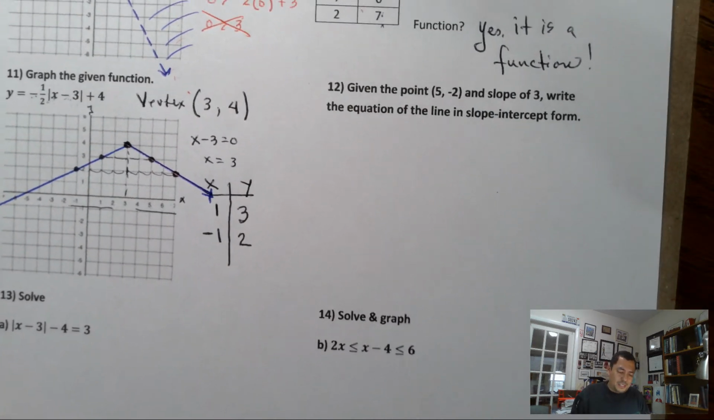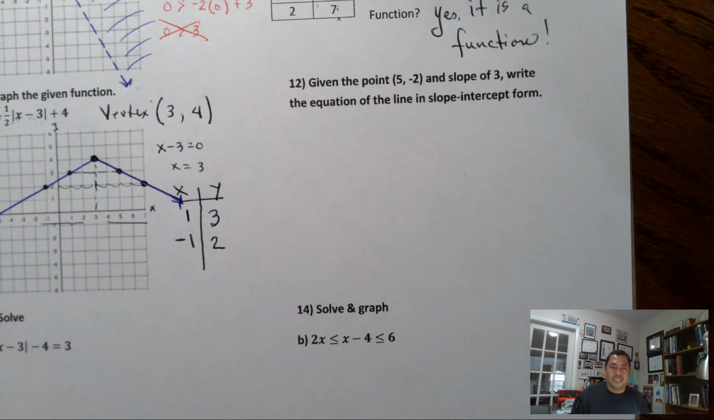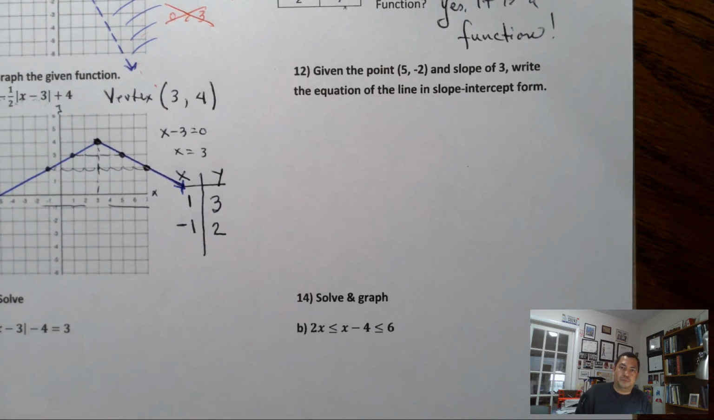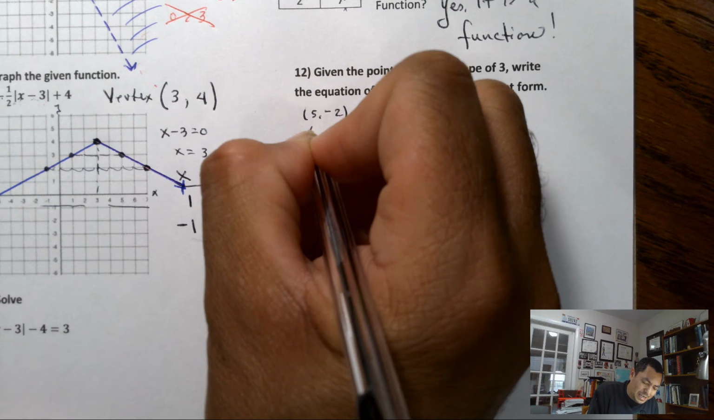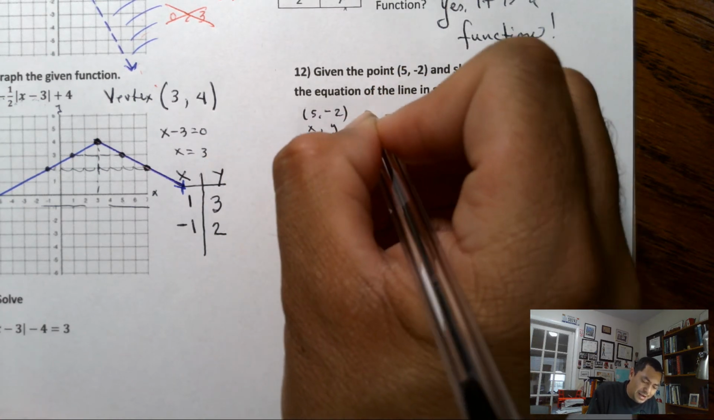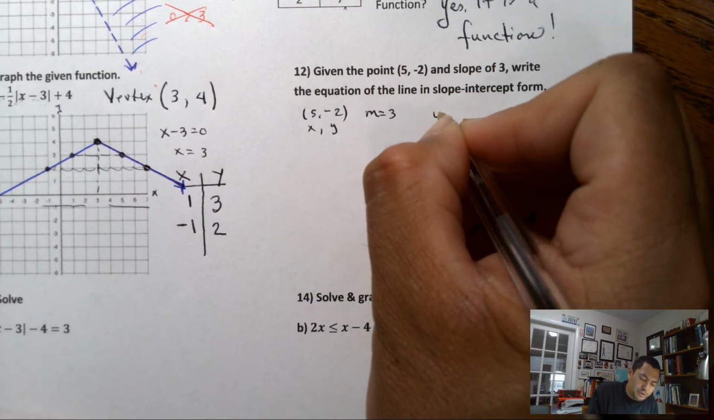Okay, let's go to problem number 12. It says, given the points 5 and negative 2 and a slope 3, write the equation of the line in slope-intercept form. So remember, 5 comma negative 2 is x comma y. Then I have a slope equals 3.